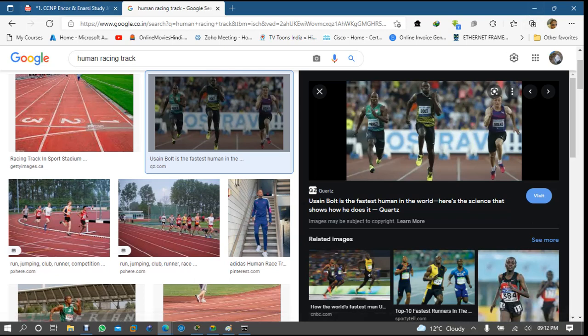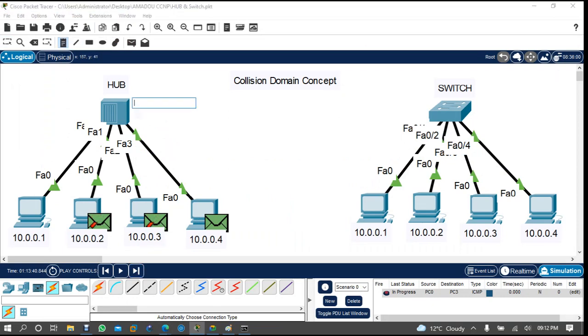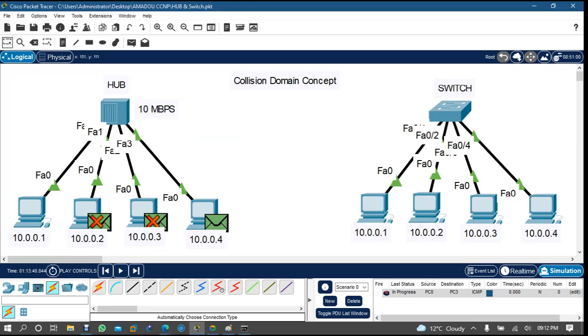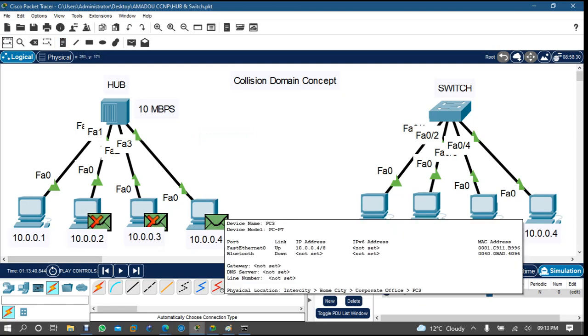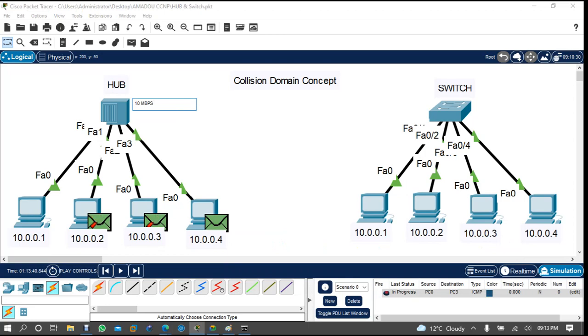But in a hub, see what is happening. If this hub is of 10 mbps, each and every port connected to this hub will be sharing the bandwidth. It's not that each and every PC will have 10 mbps; it will be divided by the number of devices, the number of ports which are connected.